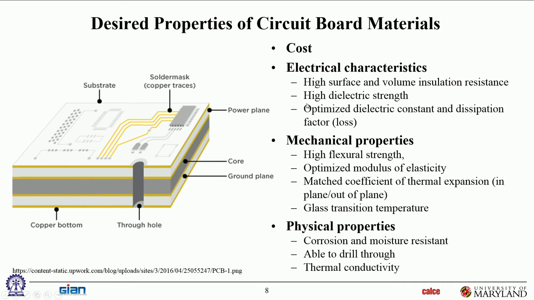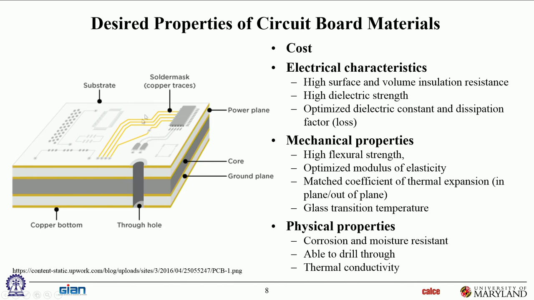Obviously, it's performing multiple functions, electrical functions, mechanical functions, and some other miscellaneous physical functions. We'll talk about all of them. So on the electrical side, it has to prevent electrical signals traveling except along conductors. So it must have the right dielectric properties, the right insulation resistance, okay? Both surface insulation resistance and volumetric insulation resistance.